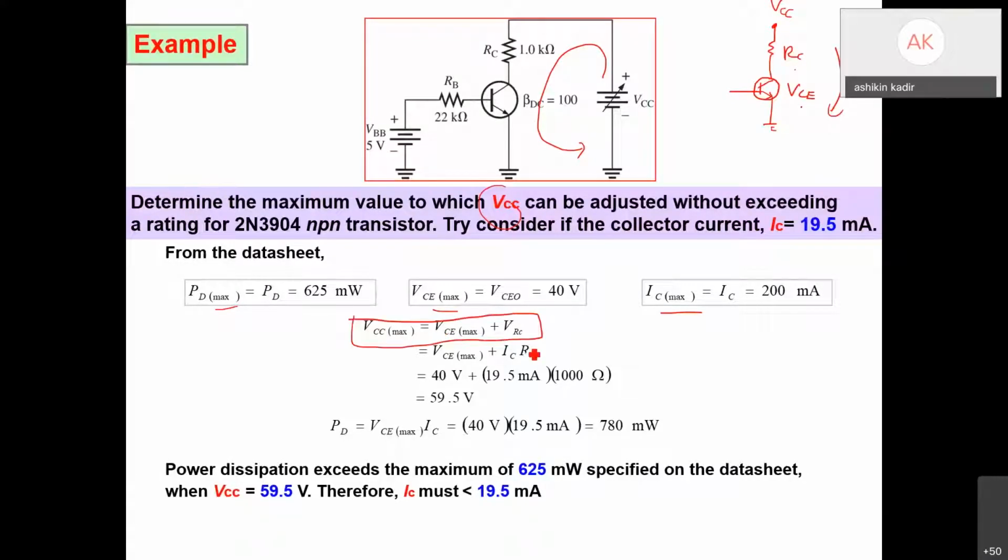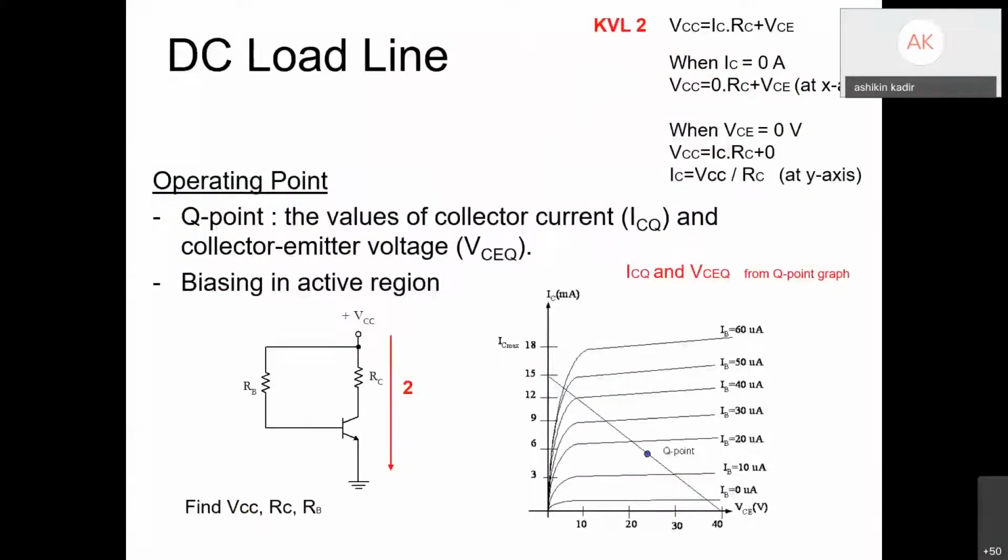VRC equals ICRC. Then you can just put in all the values that you read from the datasheet. Then you find that the VCC equals 59.5. So this is the answer. Okay, and then this is from the previous class.